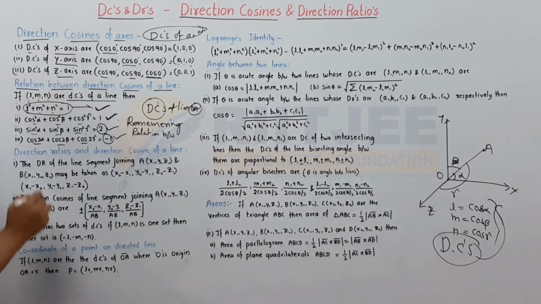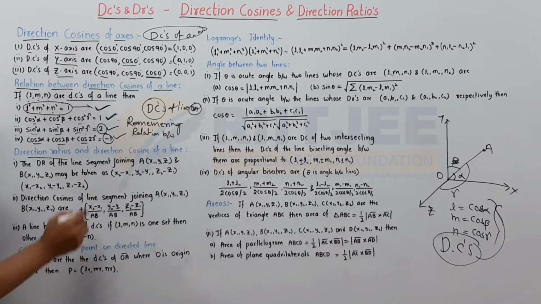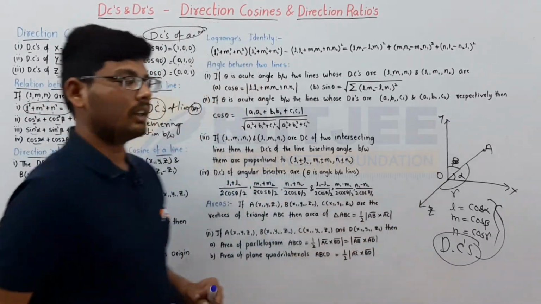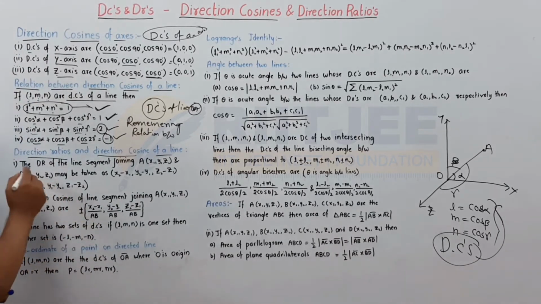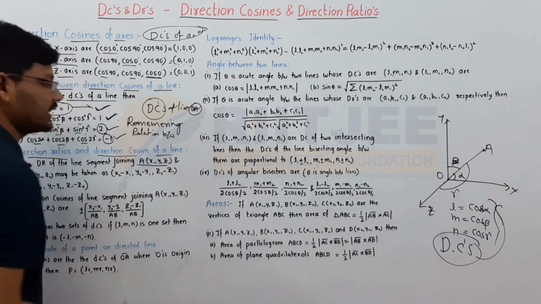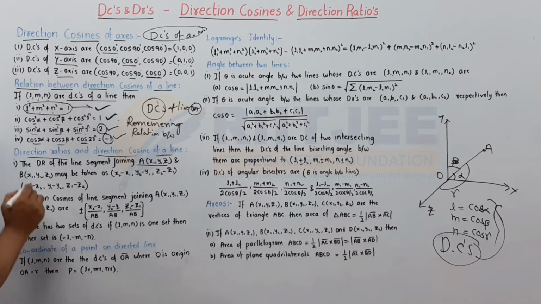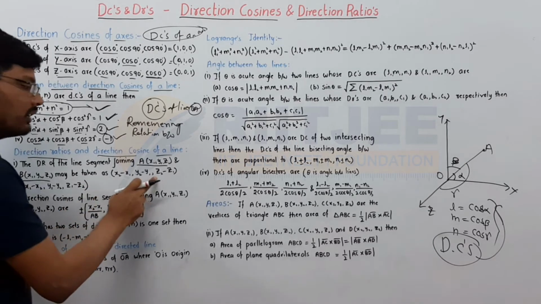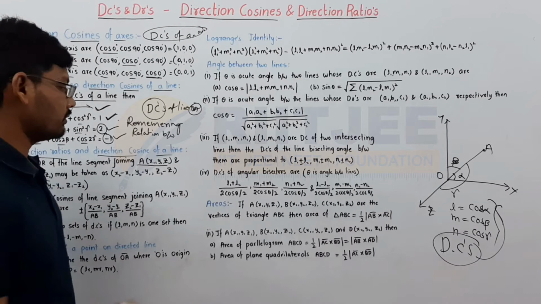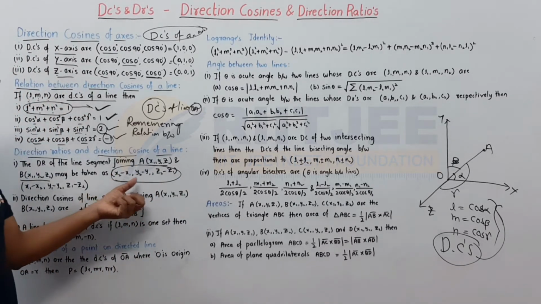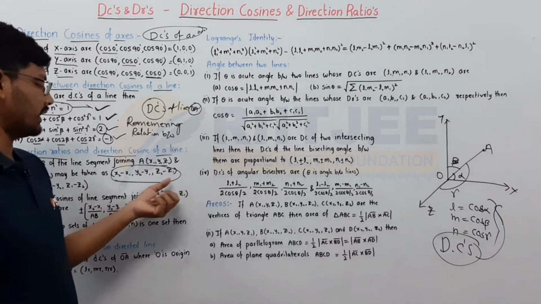So next, direction ratios and direction cosines of a line. DCs and DRs of a line we are going to discuss here. Now the direction ratio of a line segment with A as x1 y1 z1 and B as x2 y2 z2 may be taken as x2 minus x1, y2 minus y1 and z2 minus z1, subtracting the first ordinate from the second ordinate of each point.